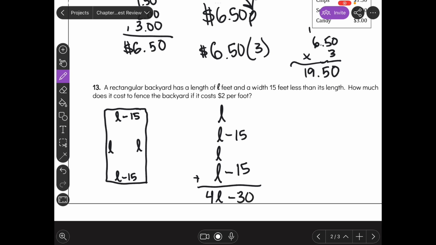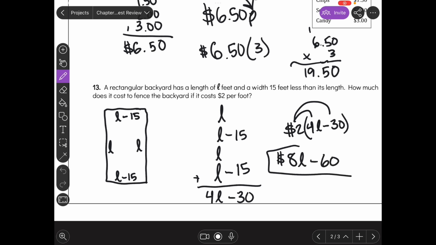All right, to get my final cost, I'm going to take $2 and multiply it by my perimeter, because this is how many feet the border of my yard is. I'm going to distribute in. 2 times 4L is going to be 8L. 2 times minus 30 is minus 60.